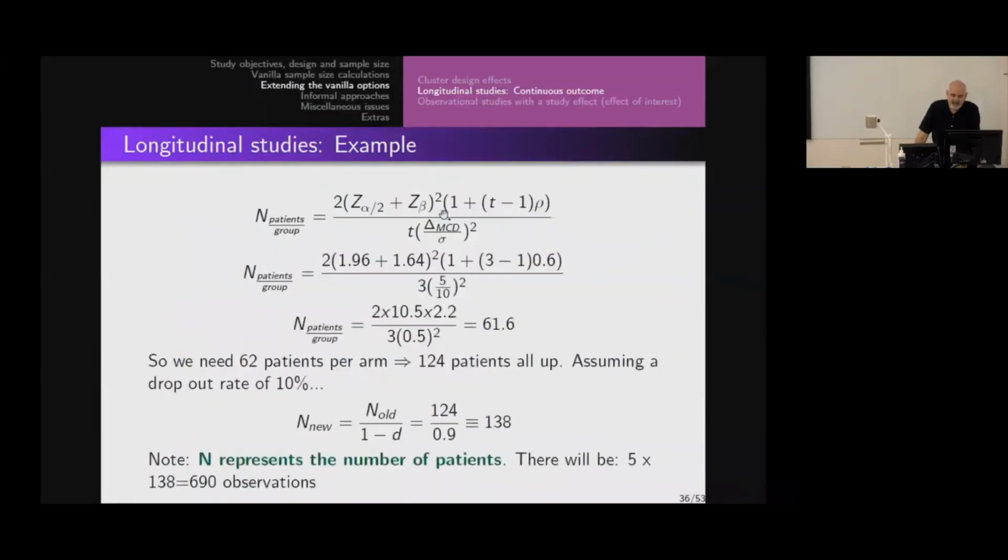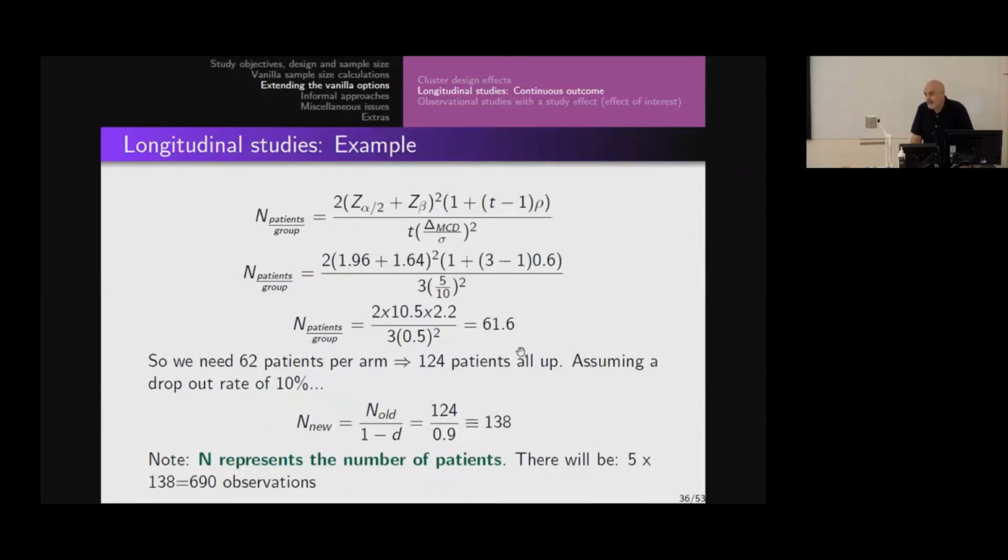Okay, so here it is. Again, it looks like an ugly formula, but I'm just plugging in values and doing arithmetic. There's my significance, there's my power, there's my 3, my baseline and 2 follow-ups, so there's 3 observations. There's my ICC of 0.6, and I'm plugging it in, and I find that I need 62 patients per arm, so 124 patients all up.